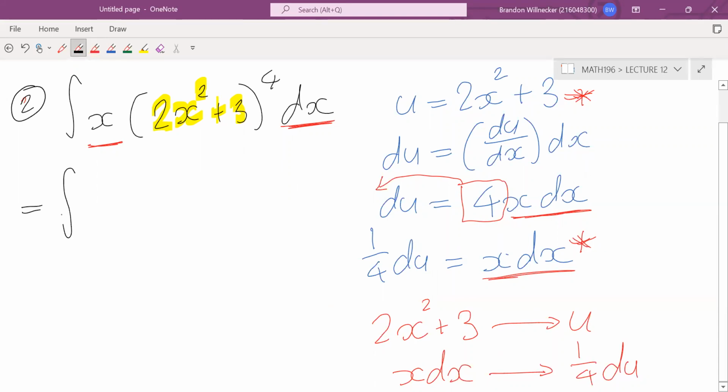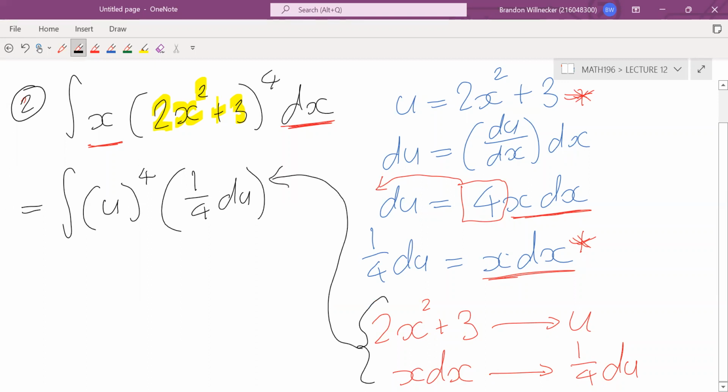So this is equal to the integral of 2x squared plus 3, which is going to be replaced with u. So we have u to the 4. x dx is going to be replaced with 1/4 du. Okay, so these two over here, we replaced in our original integral. So this now becomes 1/4 the integral of u to the 4 du.